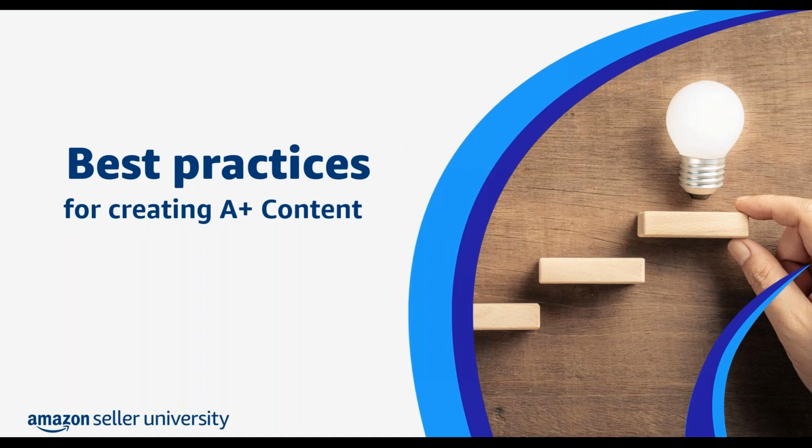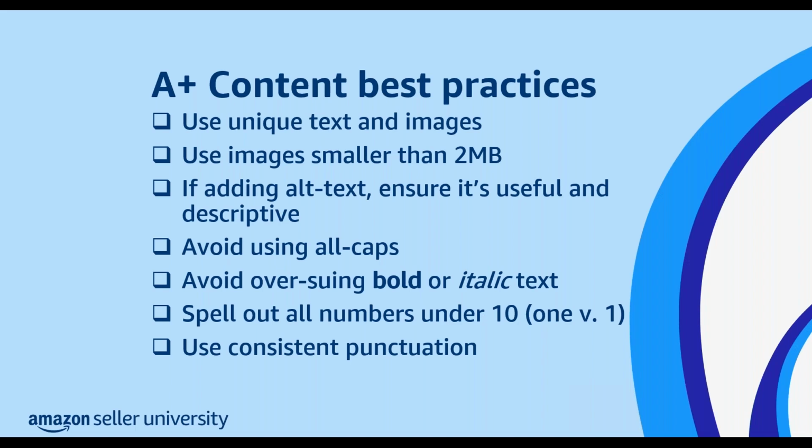Great. Now we can talk about some best practices for creating A+ content. Remember to only use unique text and images for A+ content. Do not reuse content already published on the listing. Images must be under 2 megabytes in size. And when adding alt text to your images, be sure that it's useful and descriptive for customers. This alt text doesn't display on a product page; rather, it's used by screen readers and similar apps. This can also help your products in search results.